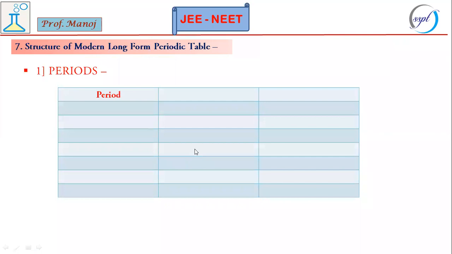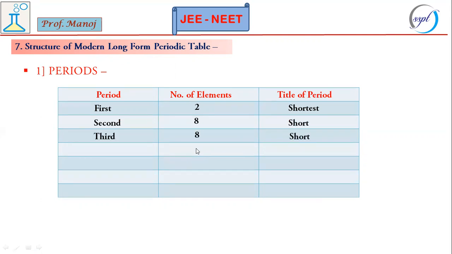So we come to that part now and details of this. First period contains only two elements as you know, hydrogen and helium, so it is termed as the shortest period. Second and third contain eight elements, that's why they are called short. Fourth and fifth contain 18 elements, they are called long, and sixth and seventh contain 32 elements, that is called longest.